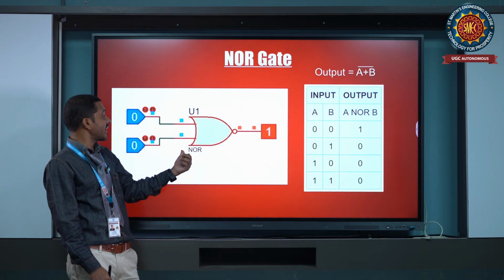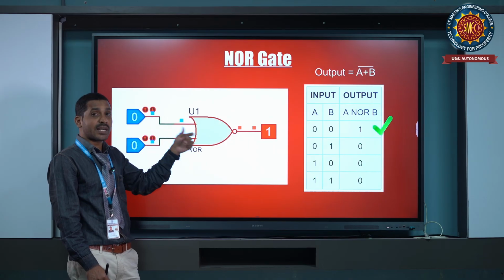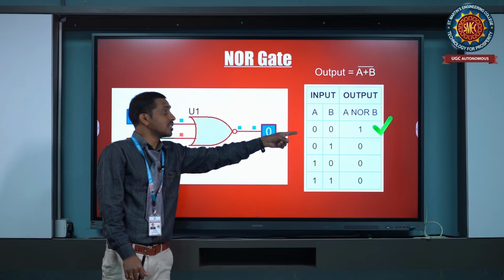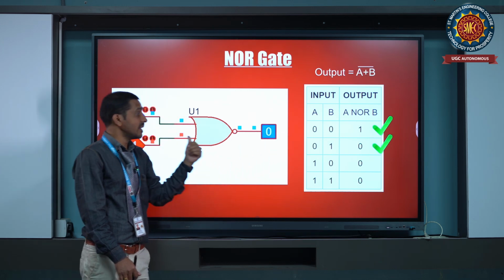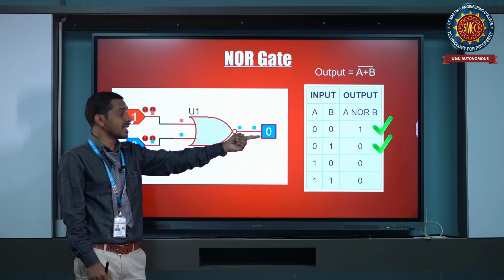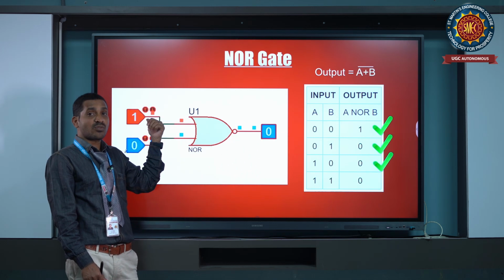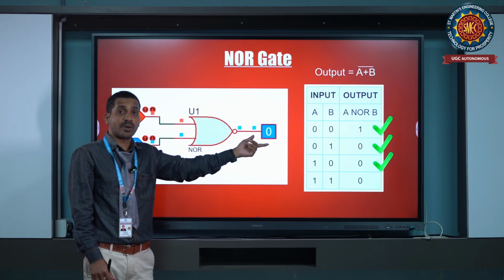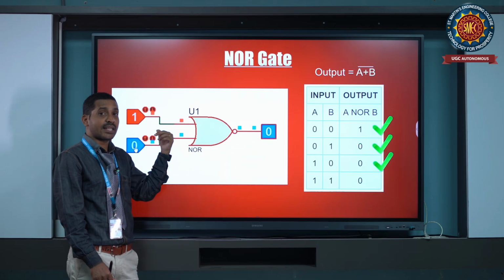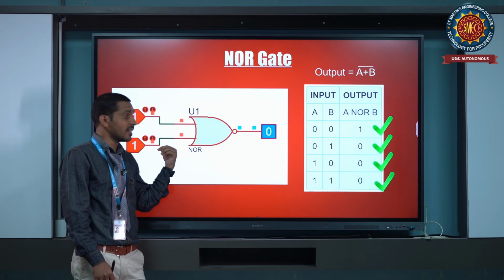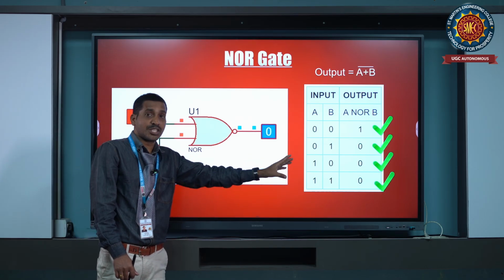Next one is the NOR gate. The output is A plus B whole bar. With 0, 0 the output is 1. With 0, 1 the output is 0. Then A is 1 and B is 0, the output is 0. Finally with 1, 1, the output is 0.